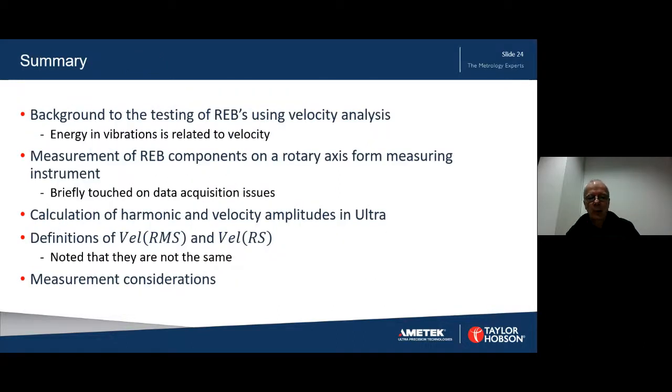So in this presentation, we've looked at some background into the testing of rolling element bearings for vibrations. We've seen how the energy can be related to the velocity in the vibrations and how velocity analysis is used to characterize bearing vibration in different frequency bands. We've looked at the measurement of rolling element bearings on a rotary axis form measuring instrument, and in particular, we've looked at the calculations involved in the velocity analysis. We've also reviewed some items that should be considered when making the measurements, as these will contribute to the overall measurement uncertainty.